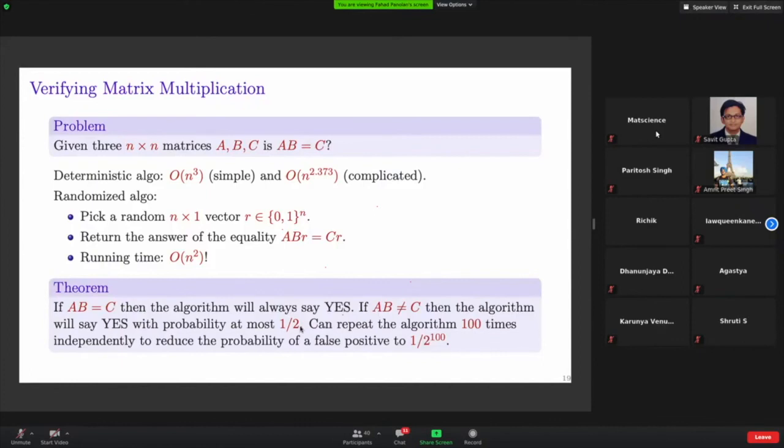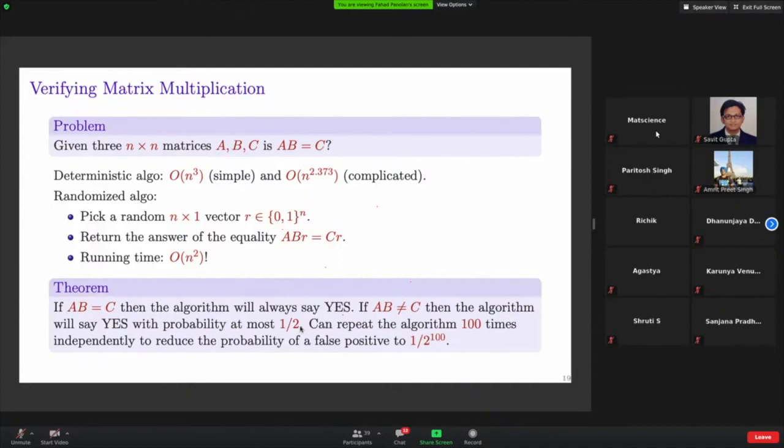Once you have such an algorithm, you can repeat this algorithm 100 times, and then you can increase the success probability to at least 1 minus 1 by 2 to the 100. Or in other words, you can decrease the failure probability to 1 by 2 to the power 100. Because you run it 100 times, and only if in all the 100 runs you get ABR1 equal to CR1, ABR2 equal to CR2, and so on, then you say yes.